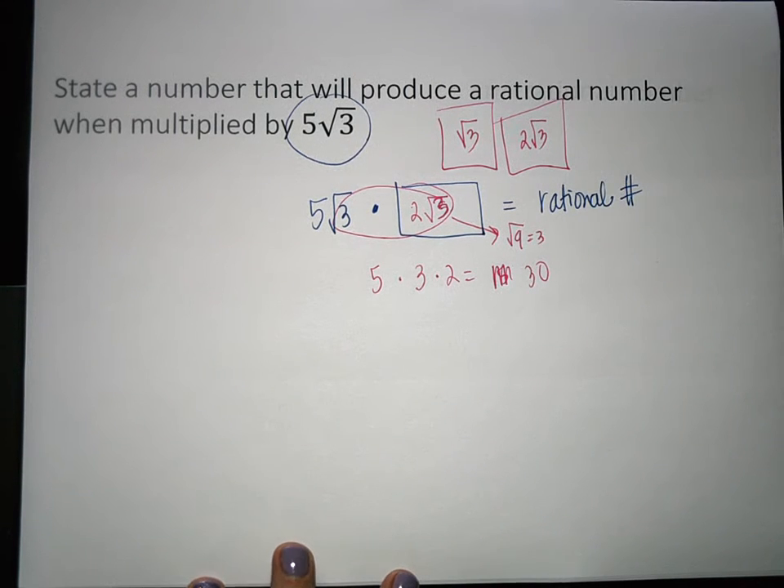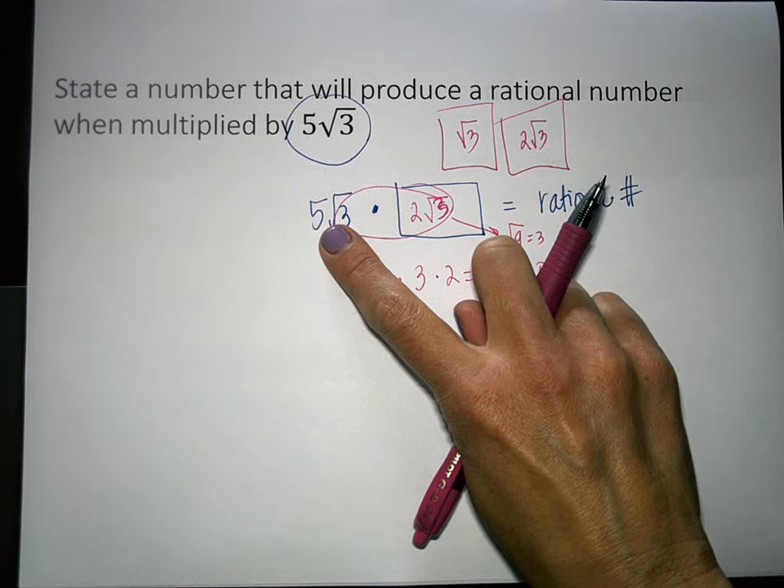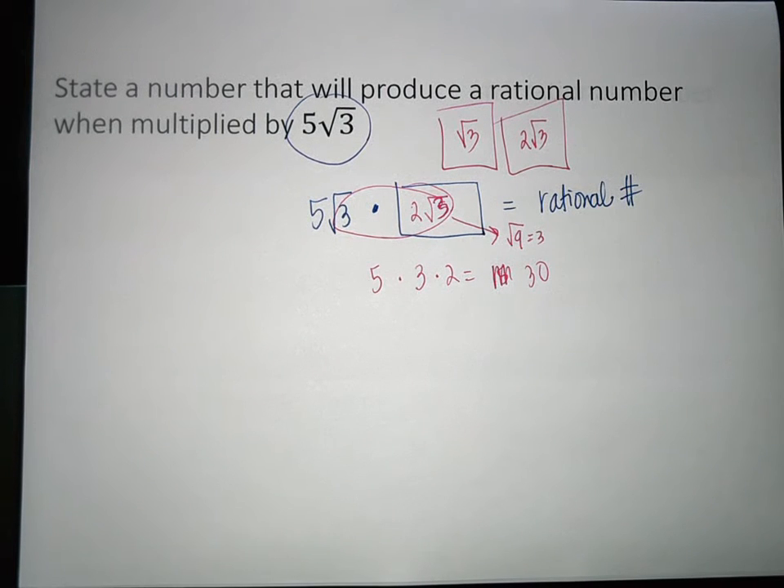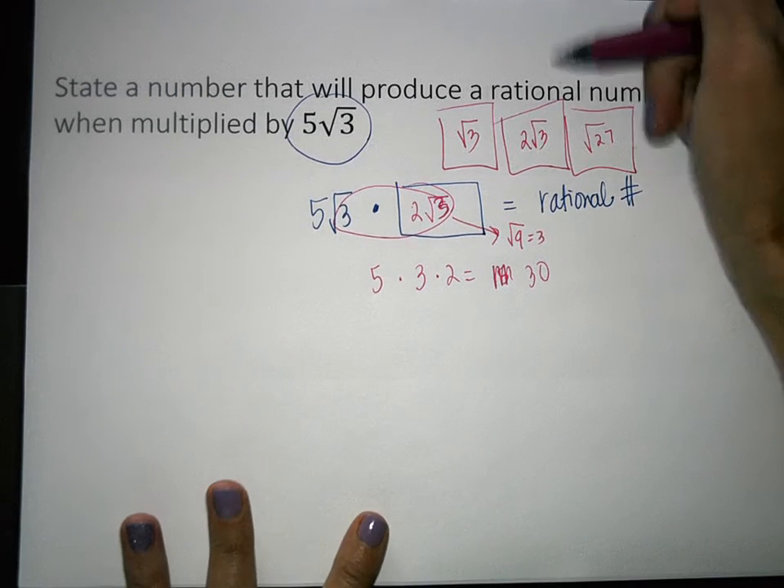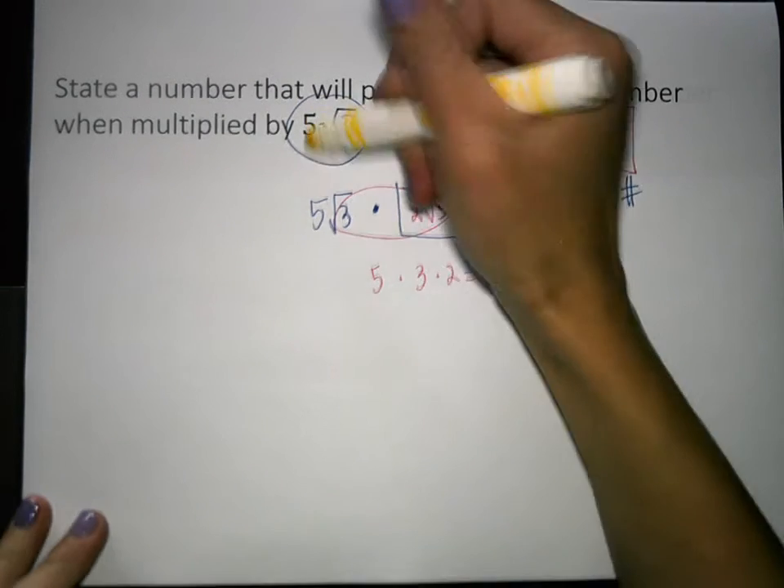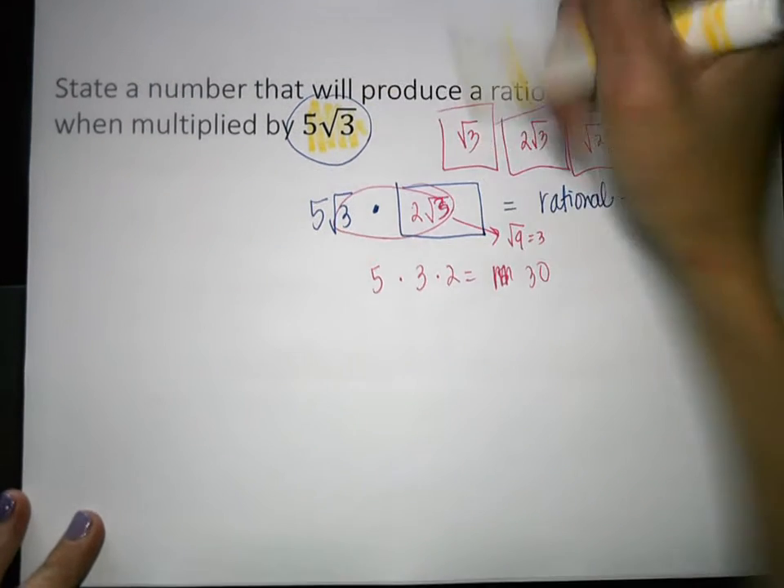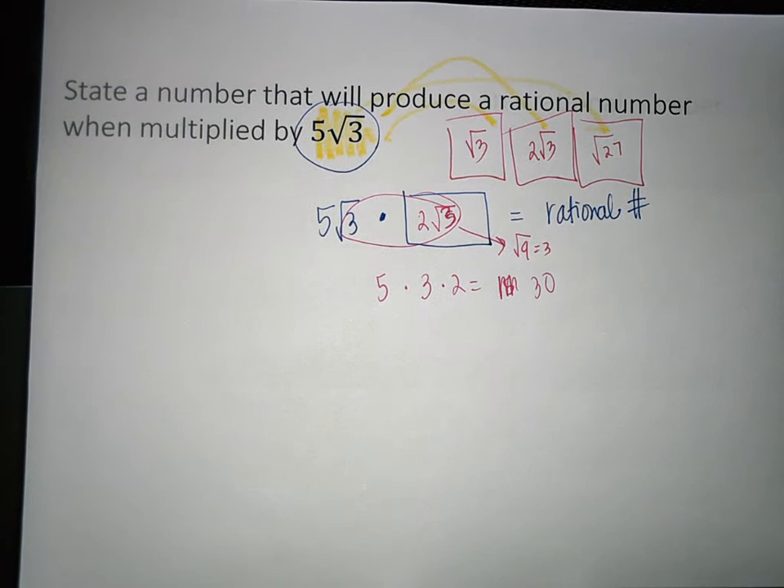You could have also done something like root 27, because the square root of 27 will end up breaking down, and with this other root 3, if you go root 3 times root 27, you get root 81, which makes a 9, and 5 times 9 would make 45. So root 27 is another example. So again, in order for it to be a rational number, we want to eliminate the roots, and so 5/3 just has to be multiplied by some form of root 3 in order to make it a rational number.